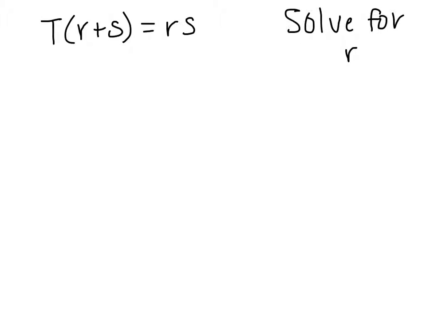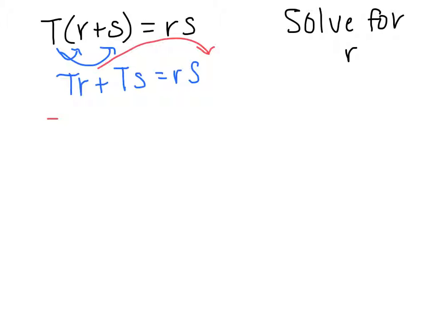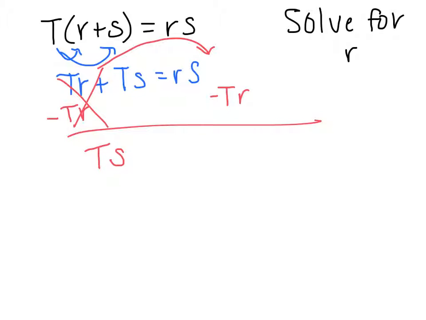This problem's a little bit difficult, so I'm going to walk you through it. It says my goal is to solve for r, but the problem is I have multiple r's. So I'm going to distribute that capital T through first. So I have TR plus TS equals RS. Now my goal is to get all the r's on the same side. So I have to move this one over here. So I'm going to subtract TR and I'm going to subtract TR. So I'm left with a TS on the left and an RS minus a TR on the right.